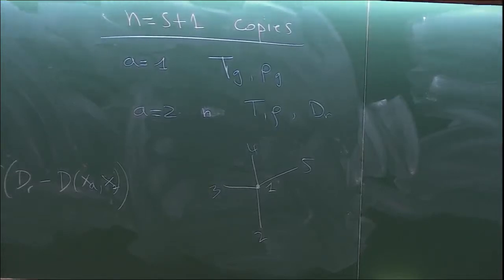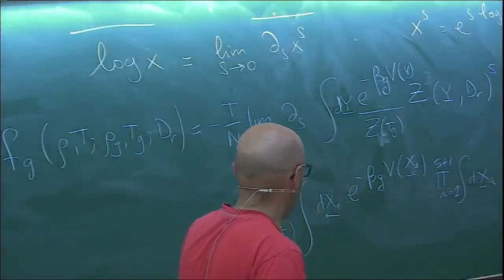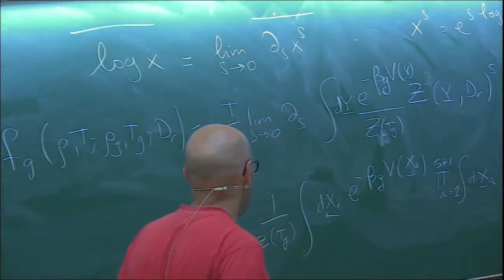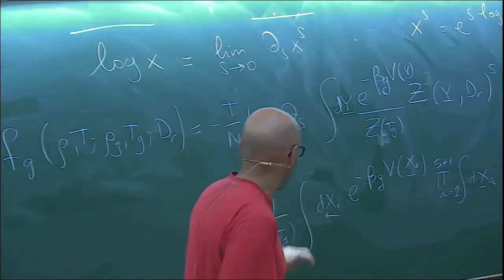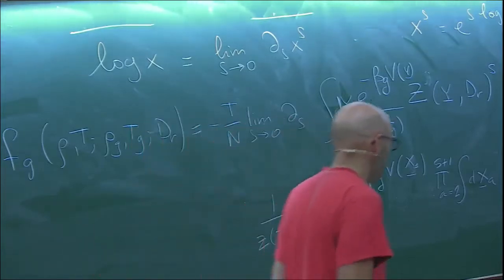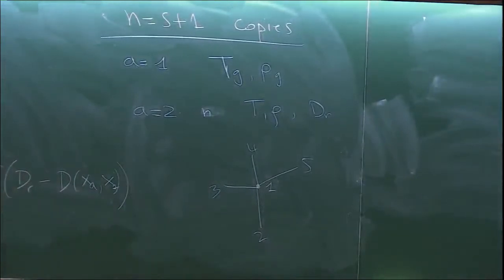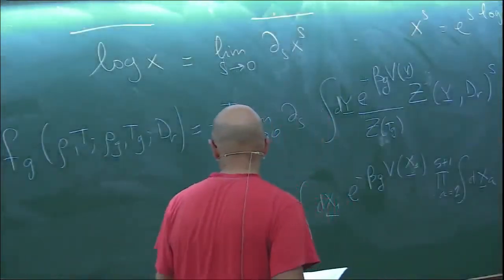So what I'm going to do tomorrow, I think in the last lecture, is to sketch the calculation of this partition function. Let's call this z. So I remove the 1 over z. So let me call this z s plus 1.